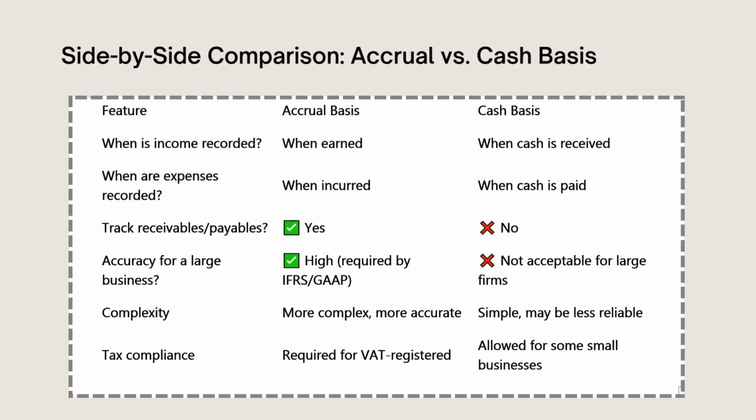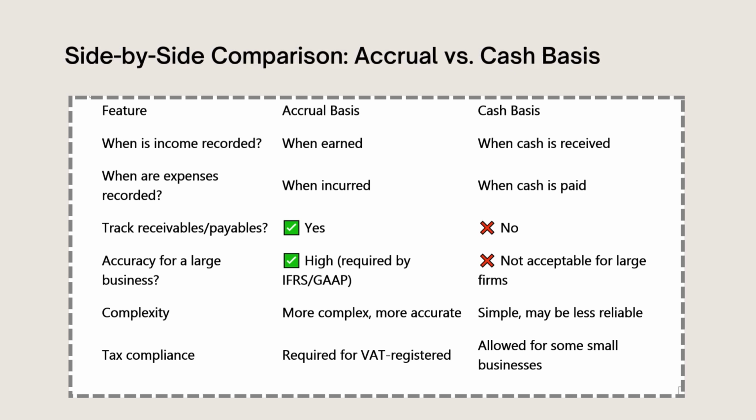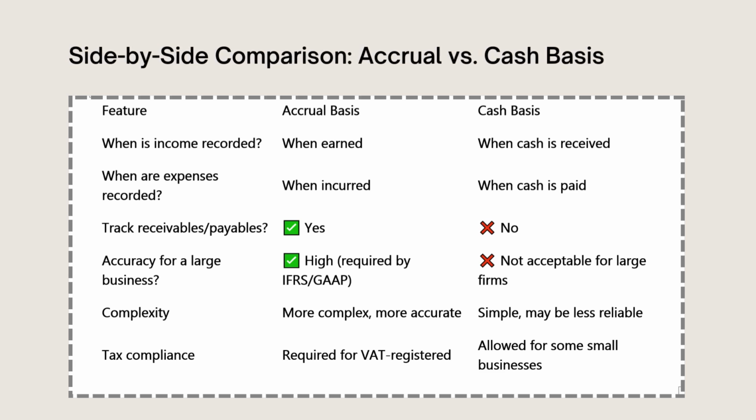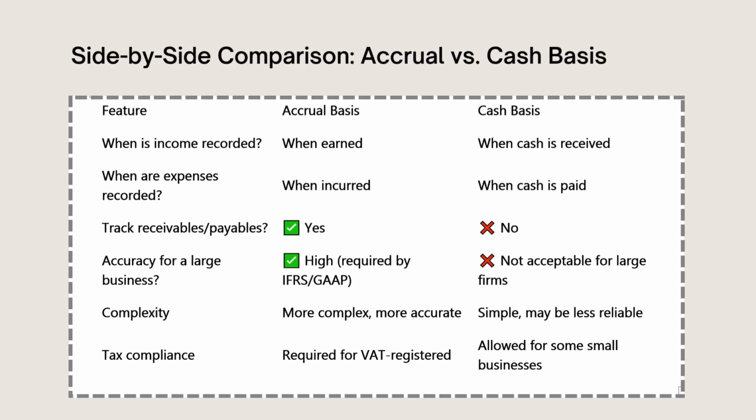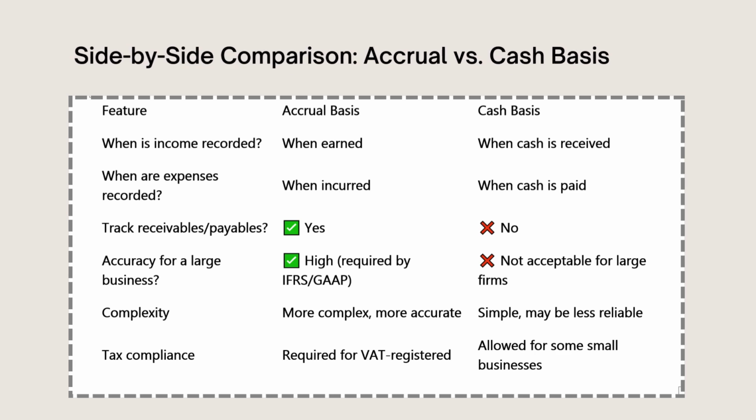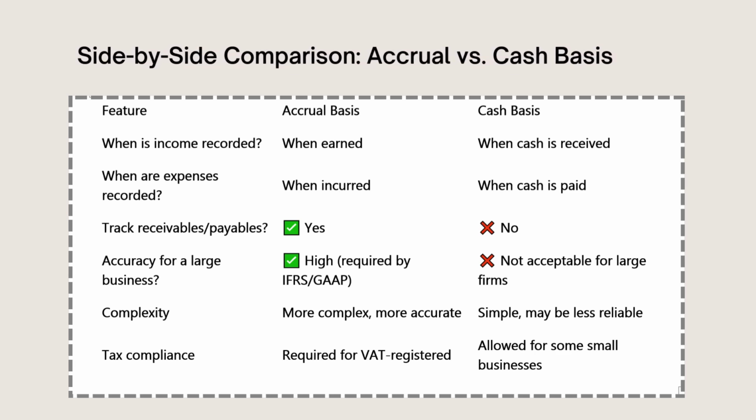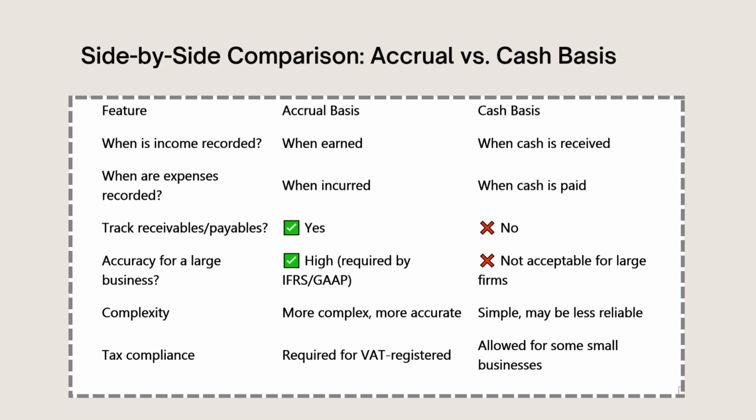Now, let's compare the accrual basis and the cash basis side by side. Listen closely. I'll guide you through each feature and explain how the two methods differ. First, when is income recorded? Under the accrual basis, income is recorded when it is earned, even if payment hasn't been received yet. Under the cash basis, income is only recorded when the cash is actually received.